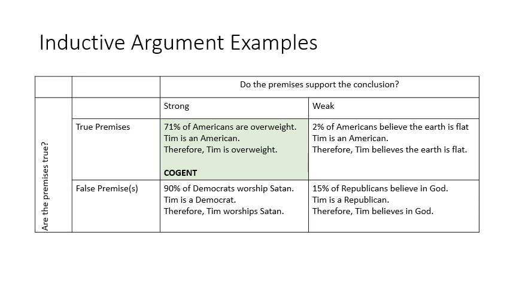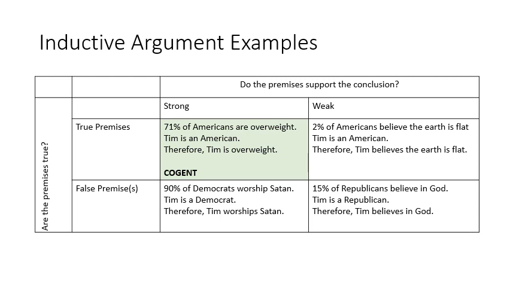So everything here is true. At least the most recent CDC data says that 71% of Americans are overweight, and Tim is an American. It follows from that that Tim is probably overweight. So this is strong. Remember that if those premises are true, the conclusion is probably true, and again, it does have true premises, so the argument is cogent.